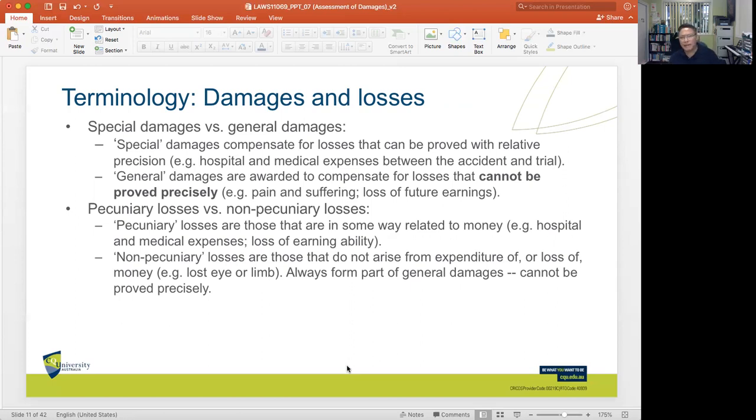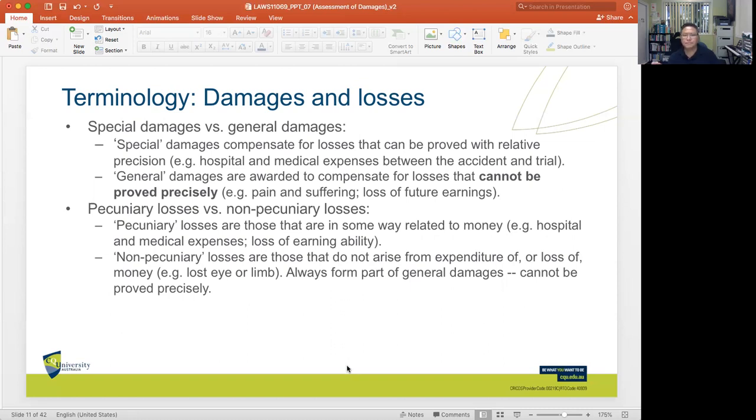So special damages compensate for losses that can be proved with relative precision. So it's possible to calculate what they are. We can talk about hospital and medical expenses between the accident and the trial. You can talk about the lost earnings or wages from the time of accident to trial. These are special damages. No problem there about computing how much was actually lost. You can do so with relative precision.